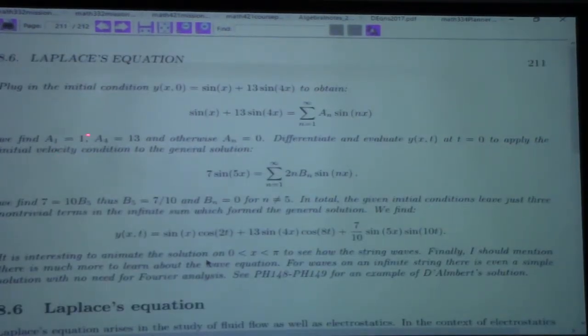I said, A sub 1 is 1, A sub 4 is 13 from matching these. But this, you see, I gotta match 7 sine 5x with 2n b sub n. So it's clear enough that I'm looking at n equals 5 as the only non-zero one. But n equals 5 gives me 10 b sub 5 equals 7, which tells me that b sub 5 is 7 over 10. So there you go. I've got this term, and that term. That's all that survives of the whole blank template. And these three terms will solve the wave equation.